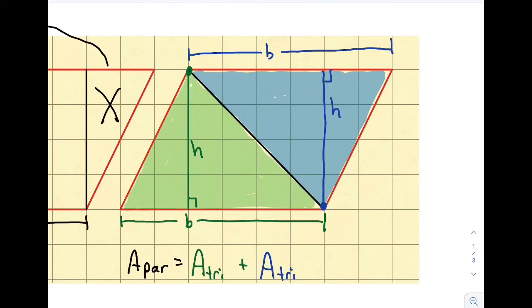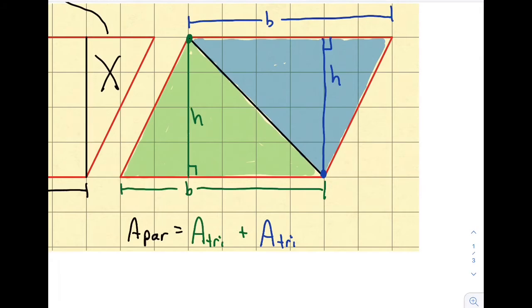My height here, 1, 2, 3, 4, 1, 2, 3, 4. They both have the same height. So let's go ahead and fill in this information. Well, half of a base times height plus half of the same base times height gives me one whole base times height. The half plus the half gives me one whole base times height. So we got the same area formula. This makes sense here.